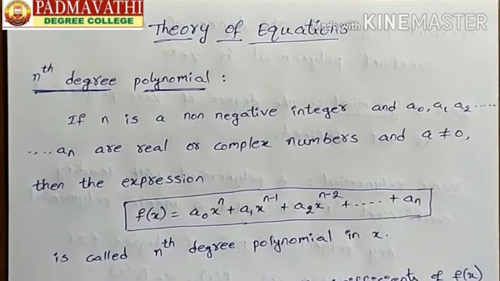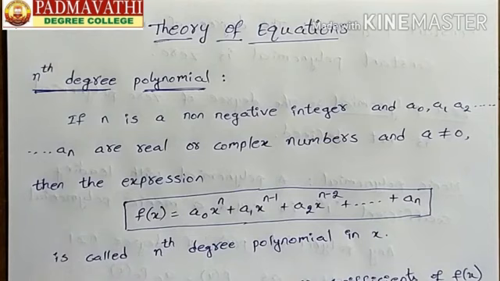So first, what is meant by degree? Degree means the highest power of the variable among all the terms in the polynomial. Suppose you look at this example, f of x equal to a0 x power n plus a1 x power n minus 1 plus a2 x power n minus 2 plus and so on plus an. Here the terms are a0 x power n, a1 and so on up to an, so n plus 1 terms are there. Among all these terms, what is the highest power of the variable?